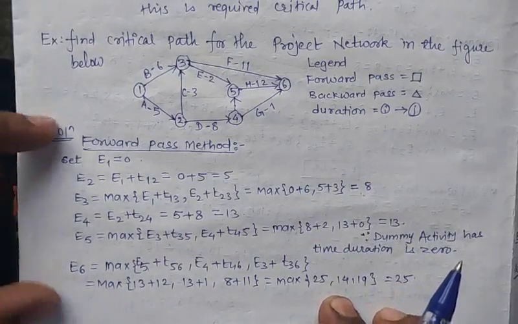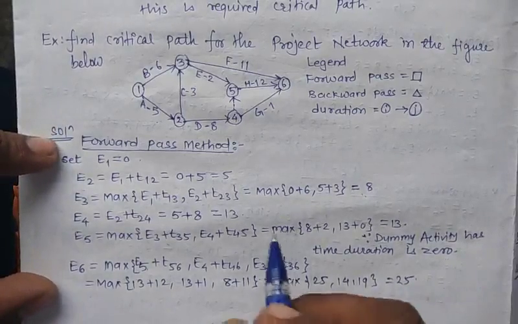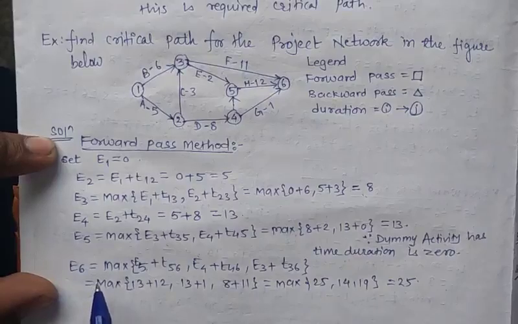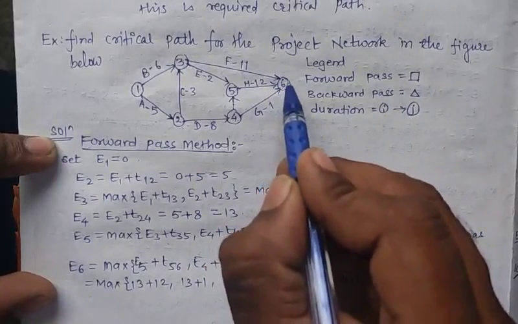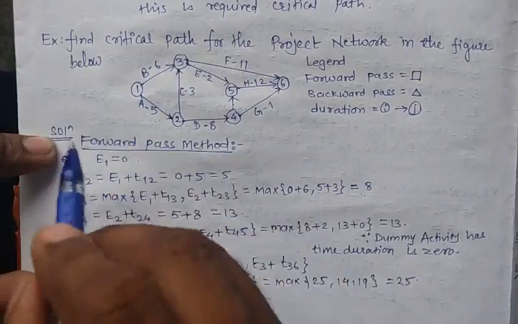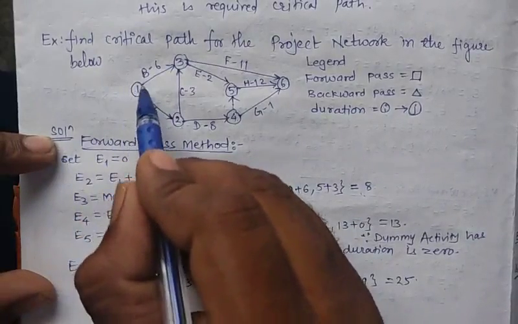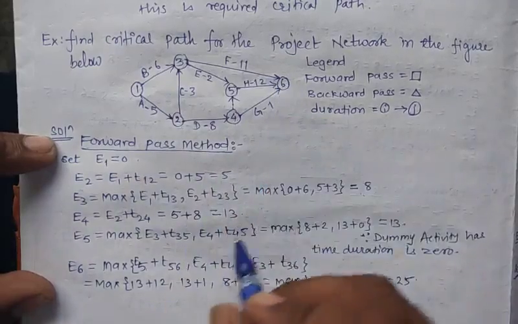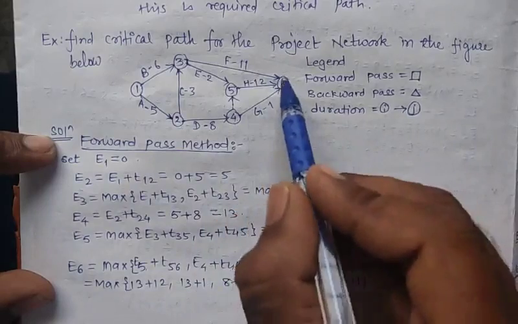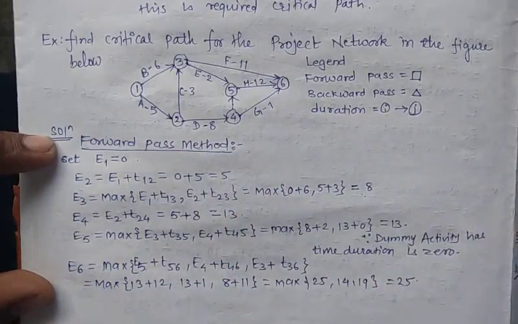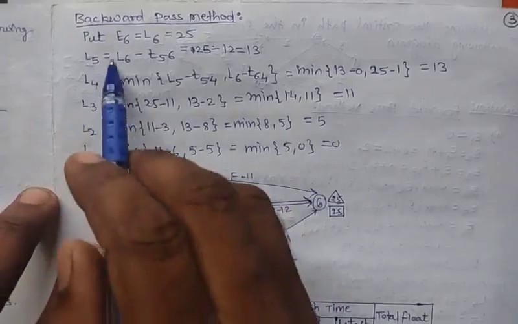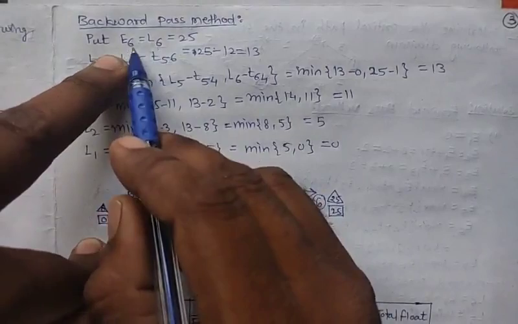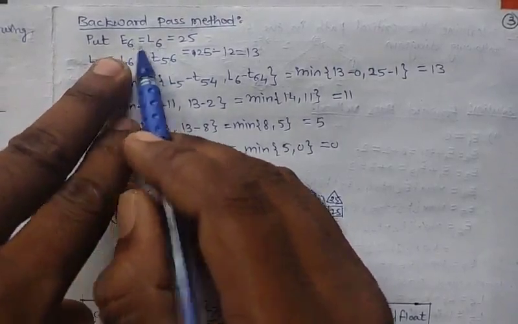Next we will use the backward pass method. In the backward pass method we will treat the last E6 as L6 and we start from this point and end at the initial point, whereas in the forward method we start from the initial point and end at the last point. Okay, so let's see the backward pass method. So L6 will be E6. So the value of E6 is 25.